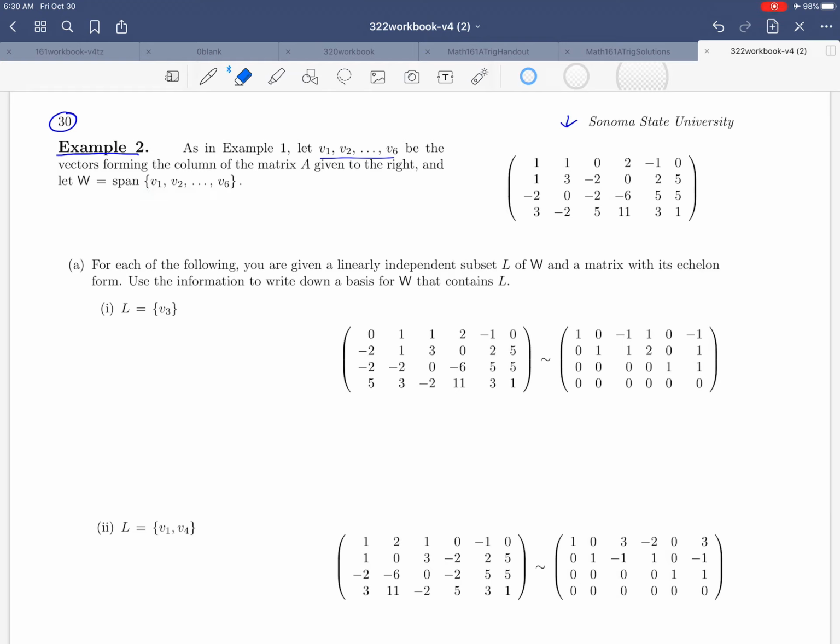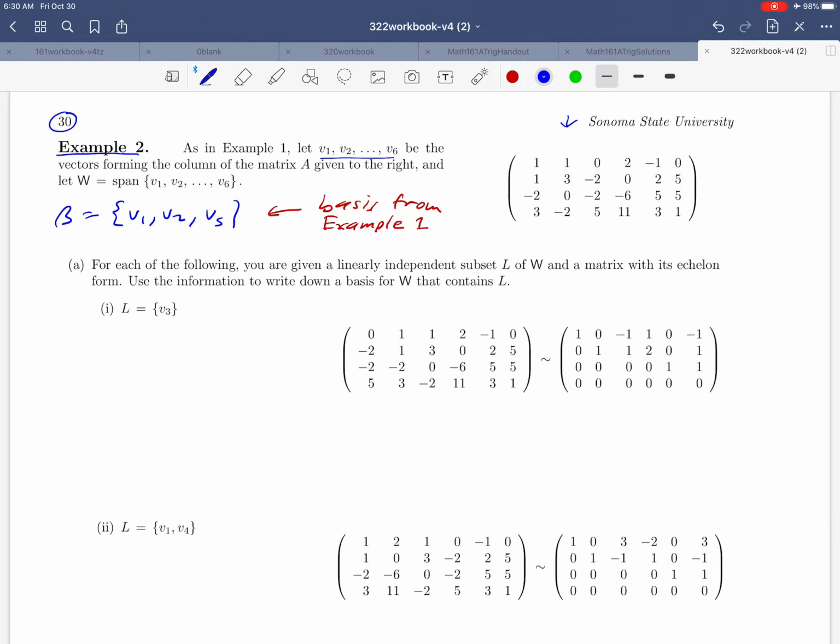What we did in example 1 was we came up with a basis for this vector space, a set that's both linearly independent and that spans W, and it looked like v1, v2, and v5. So let's just label that basis from example 1. What we're going to discover in this example is that bases are not unique. For a vector space, there are all kinds of different bases that you could have, but they all have a very important property in common. That's what we're going to discover here.